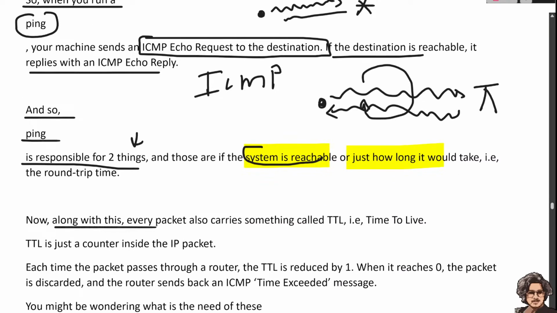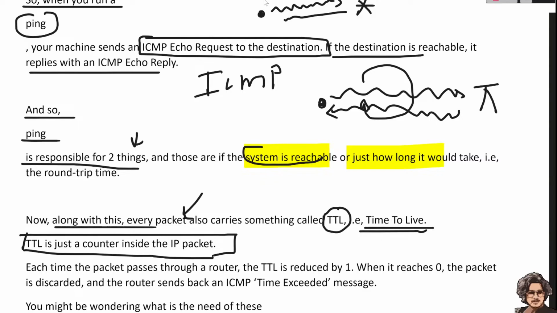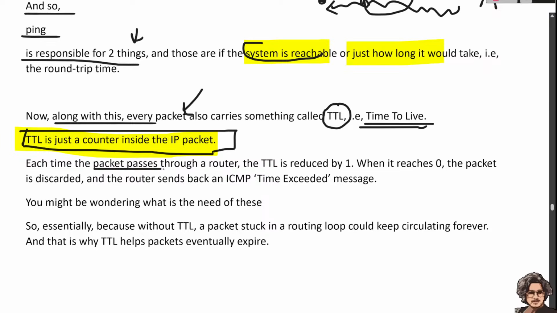Now, along with this, every packet also carries something called TTL, time to live. TTL is just a counter inside the IP packet. Every time the packet passes through a router, the TTL is reduced by 1. So if we pass through a router, it becomes TTL minus 1.